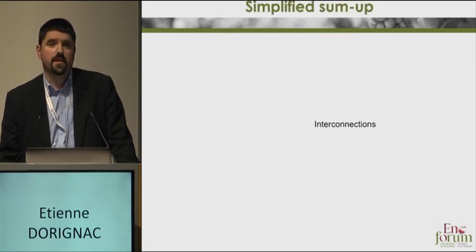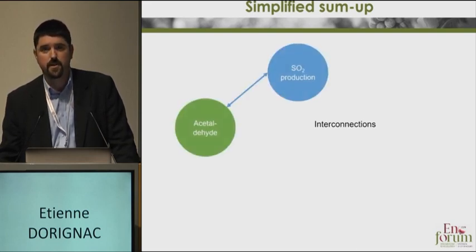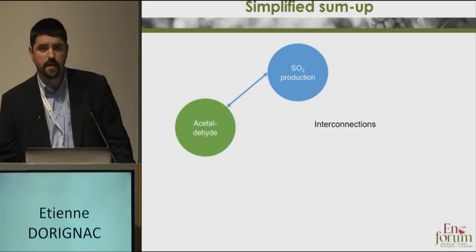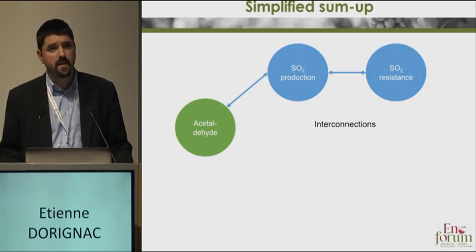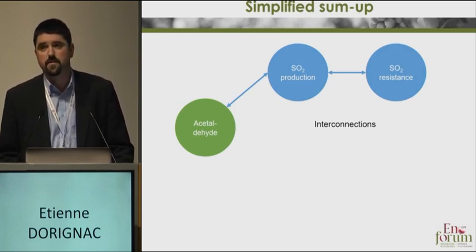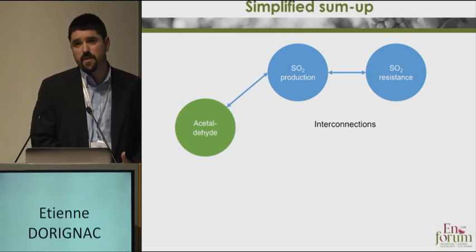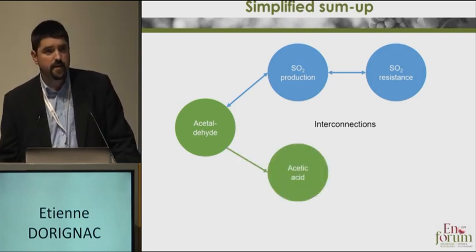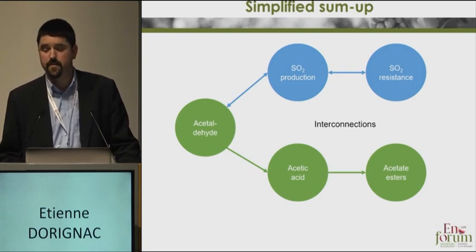There are a lot of interconnections, and a really simplified sum up could be this. The SO2 production seems to be related to the acetaldehyde production. The SO2 is released by the yeast, or assimilated and released by the yeast as a resistance mechanism: most of the time, the more sulfites they produce, the more resistant they are to sulfites. And then this production of acetaldehyde is closely related to the production of acetic acid and, subsequently, acetate esters.